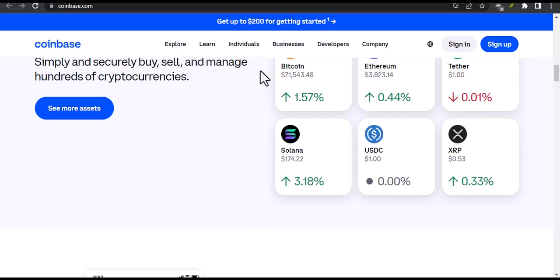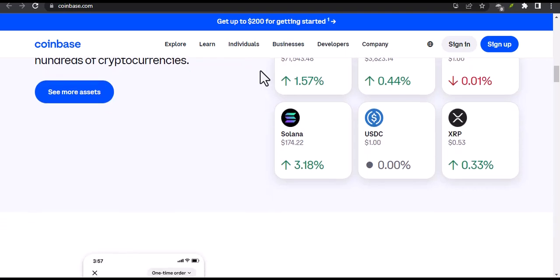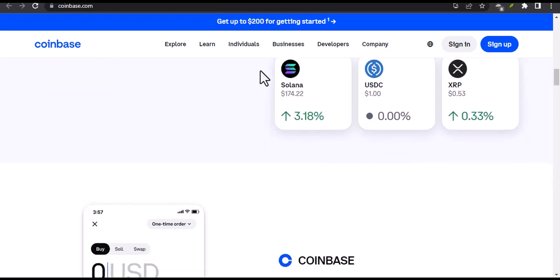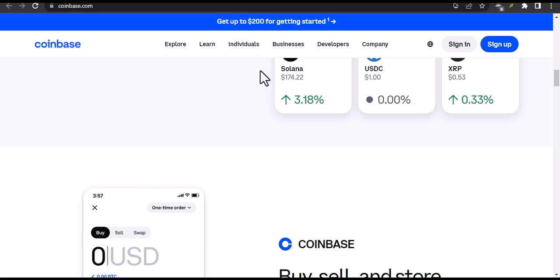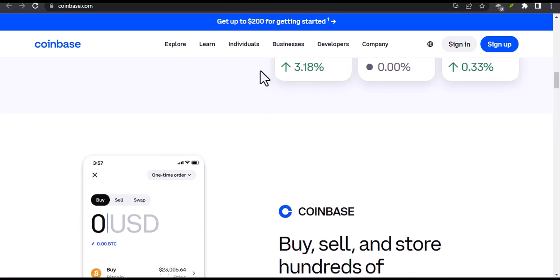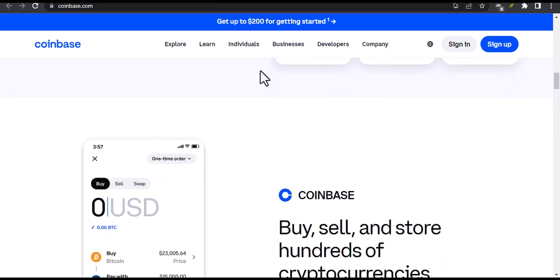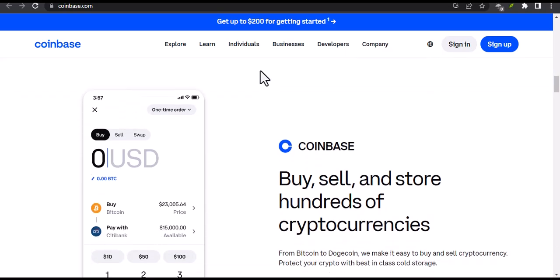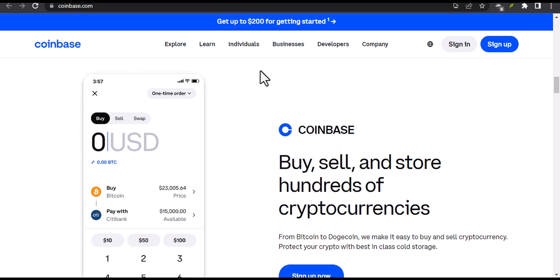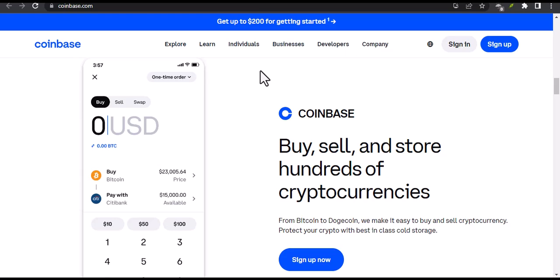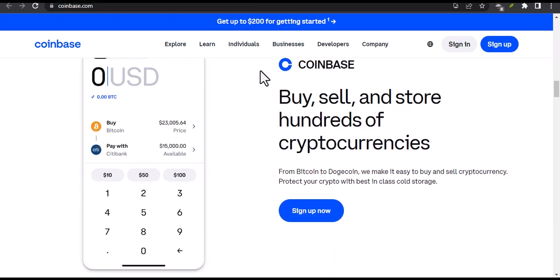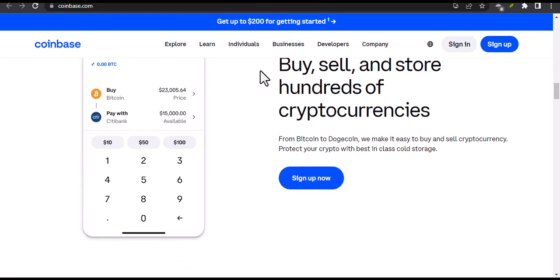Benefits of using USDT on Coinbase. There are a number of benefits to using USDT on Coinbase. Here are a few. Easy to buy and sell. USDT is easy to buy and sell on Coinbase. Low fees. Coinbase charges low fees for buying and selling USDT. Secure. Coinbase is a secure platform for storing your USDT. Widely accepted. USDT is accepted by a wide range of merchants and exchanges.